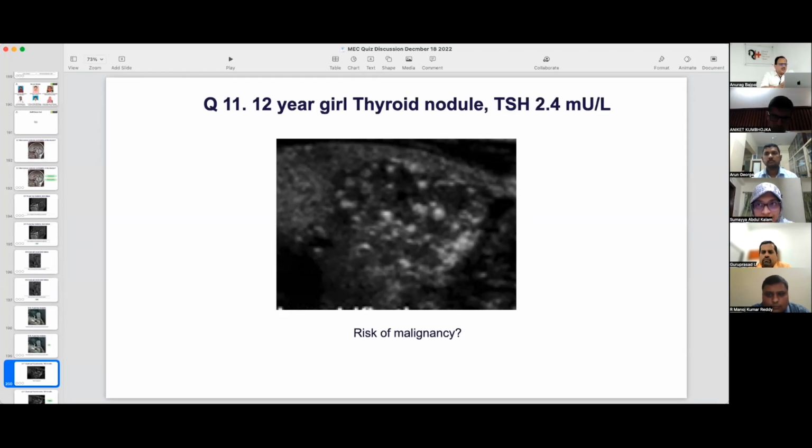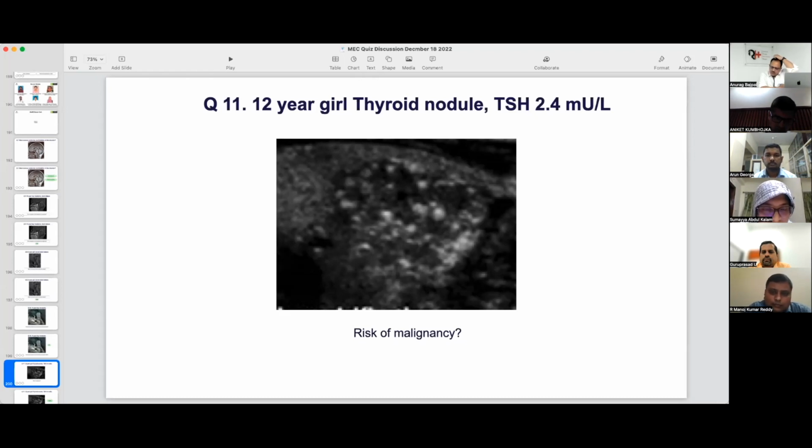Okay, we'll get the other numbers first. So we'll go forward to Dr. Reddy. What do you think? It is looking like multiple calcifications along with more solid areas. So malignancy risk is more, maybe around 40%. 40%. We'll go further. We'll take other guesses as well.